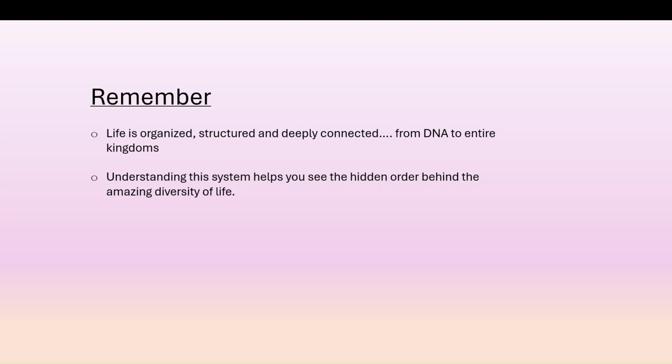And that brings us to the end of today's exploration of classification and the characteristics of living organisms. Remember, life is organized, structured, and deeply connected, from DNA to entire kingdoms. Understanding this system helps you see the hidden order behind the diversity of life.